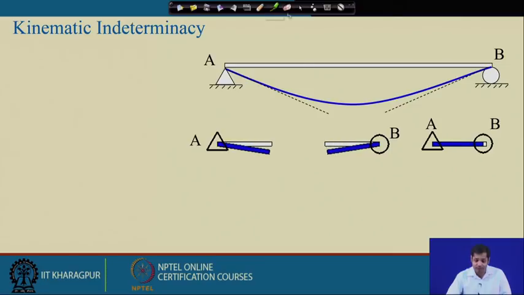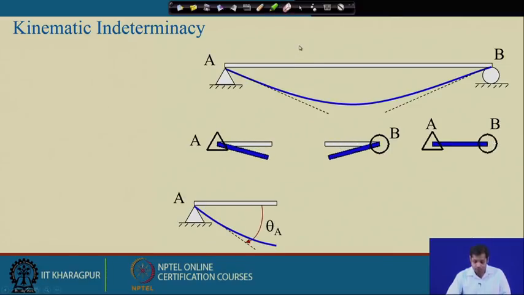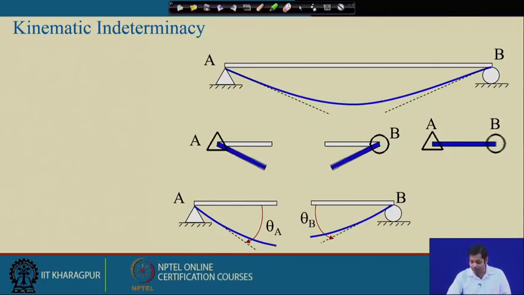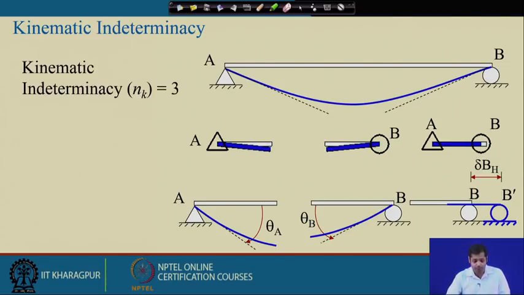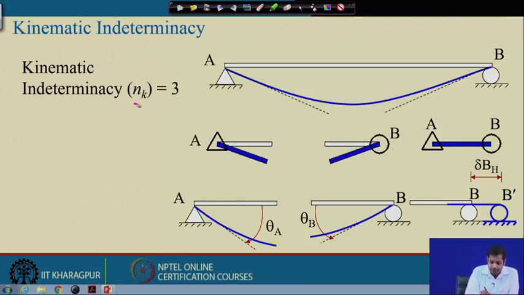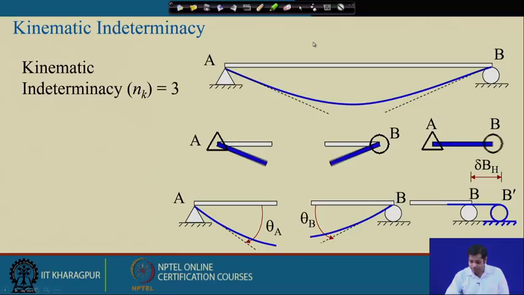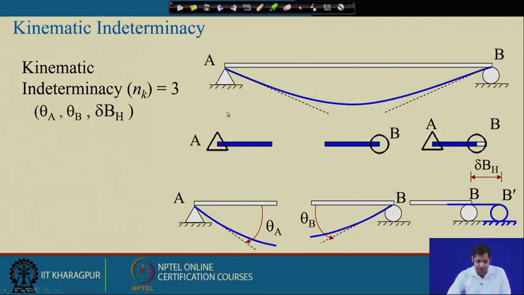So in this structure, the total degrees of freedom are theta A, the rotation at A, then theta B, the rotation at B, and then the translation at B. So the total joint movements we have is nk equal to 3. So the kinematic indeterminacy for this structure is 3. Now if we restrict this, in this case these are the 3 degrees of freedom.